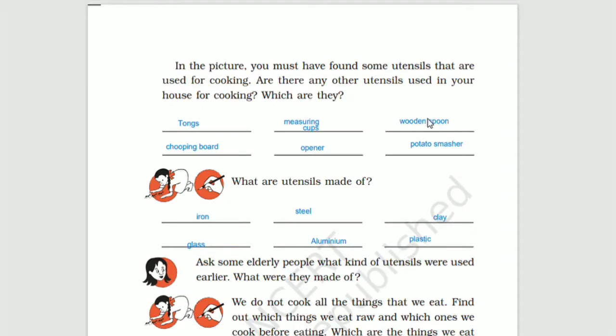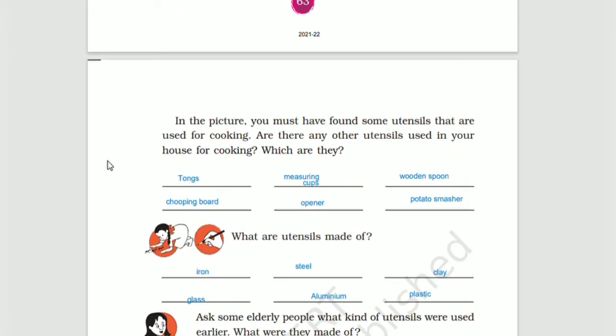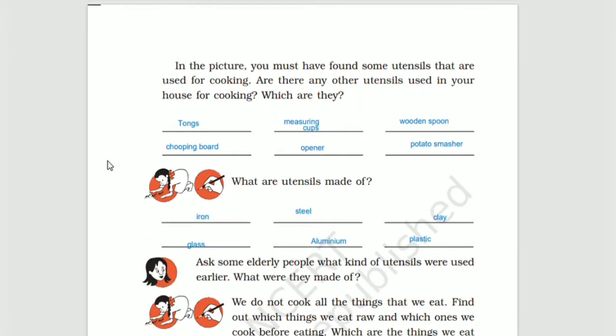In this picture, we must have found some utensils that are used for cooking. Are these utensils used in the house for cooking? Which are they? We know that these utensils are used in the house for cooking. Not for cooking, but for measuring rice we use measuring cups. Then for picking something we use tongs.